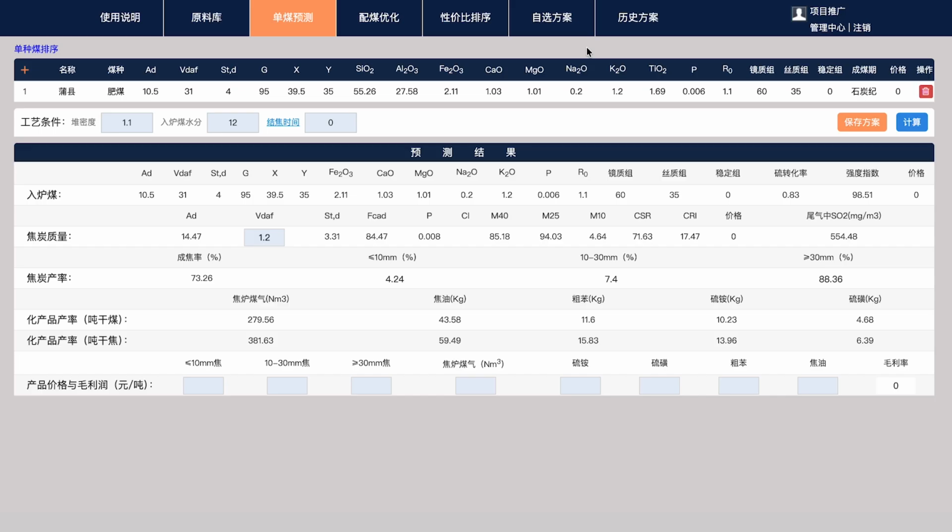Let's take a look. The volatile matter for this Puxian fat coal is 31%. Sulfur is 4%. G value is 95, X value is 39.5, and Y value is 35 mm. The predicted coke strength is 85.1, the hot strength is 71.6, and the sulfur conversion rate is 0.83.